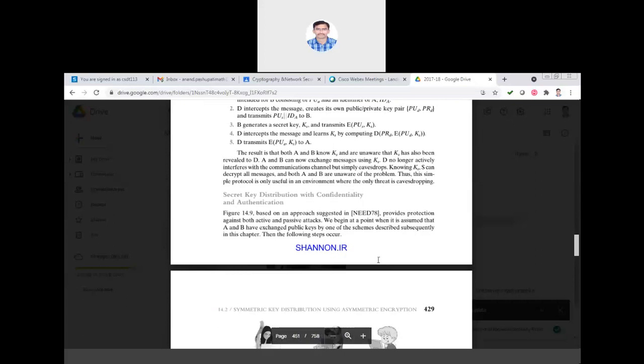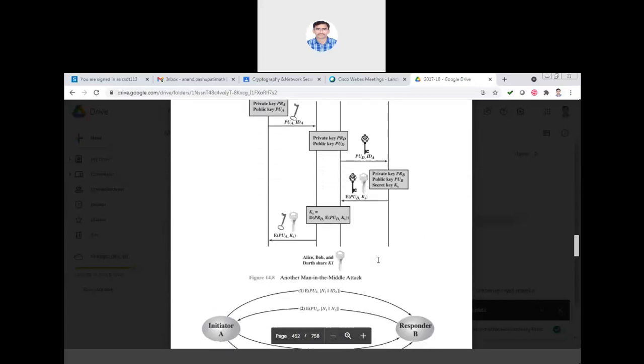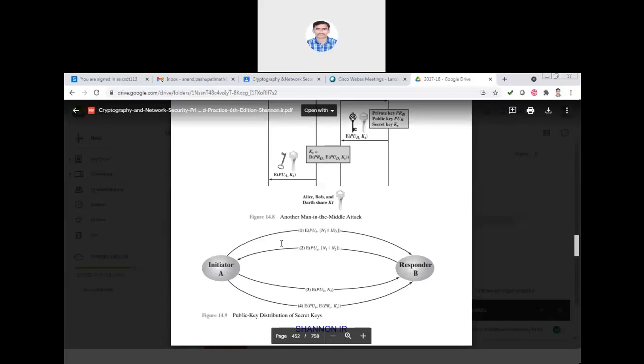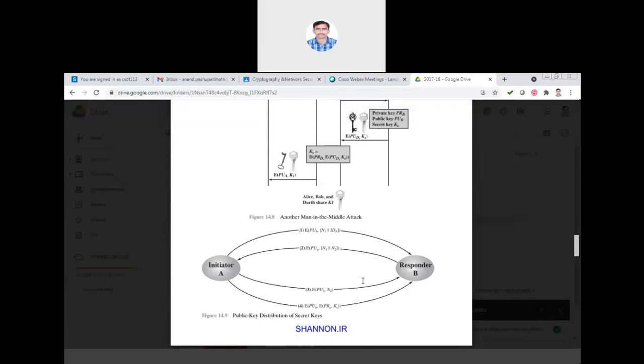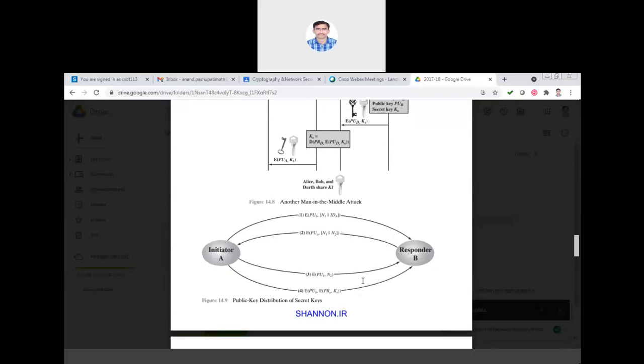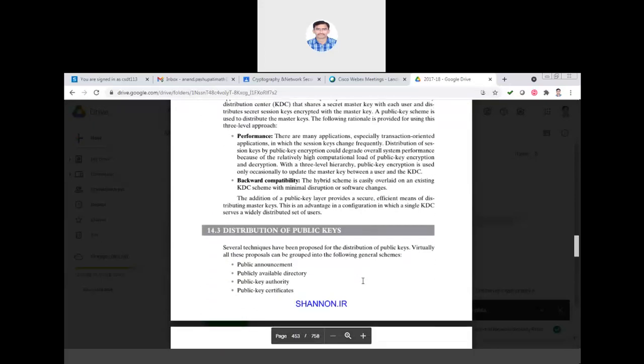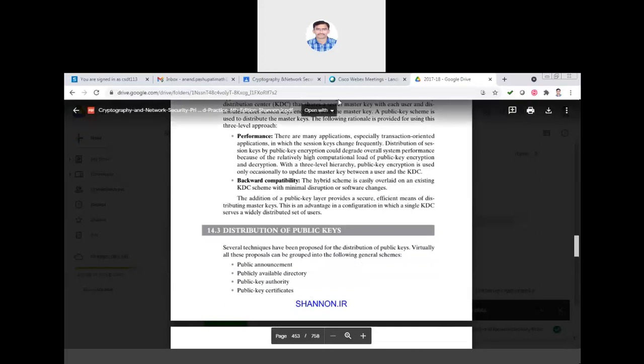Then we discussed this public key distribution of secret keys. In this process it was much more secure. A and B first confirmed their identities and then shared the secret key. Tomorrow's class we'll be moving to distribution of public keys. There are four techniques for that: public key announcement, publicly available directories, public key authorities, and public key certificates. So tomorrow we'll be discussing public key distribution.